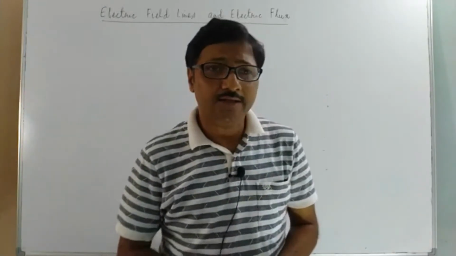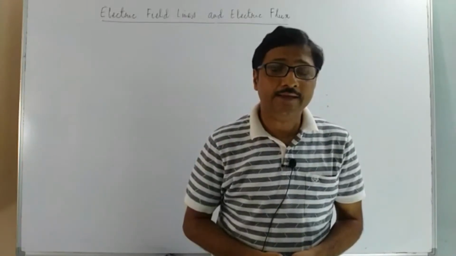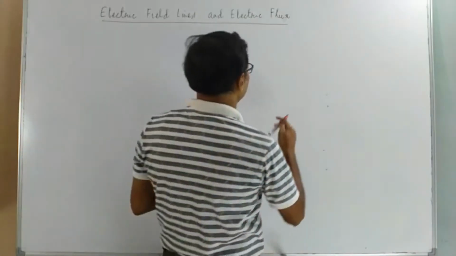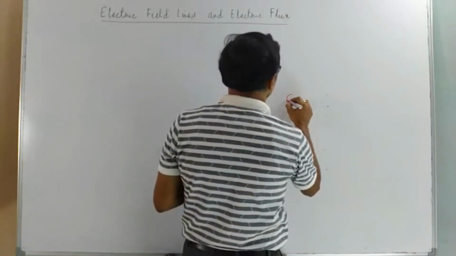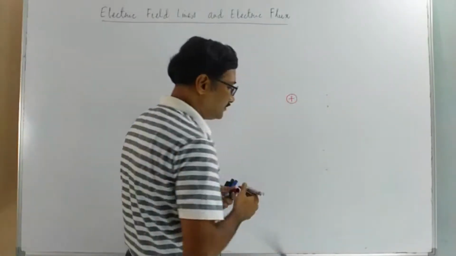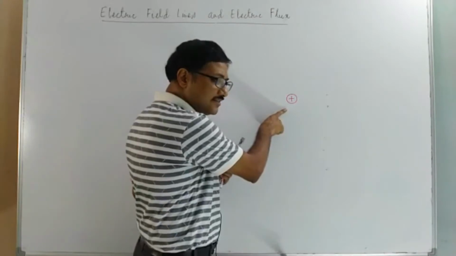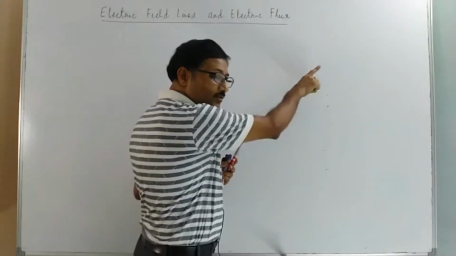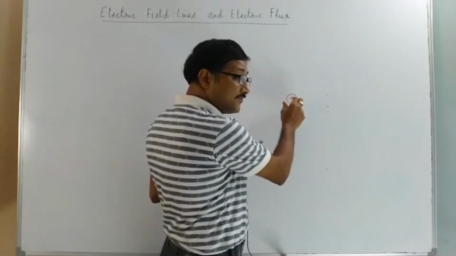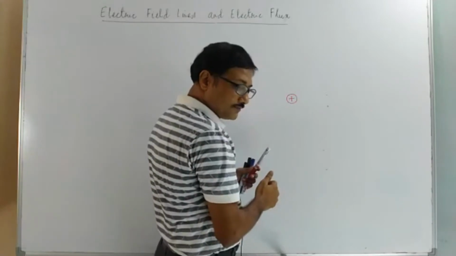After today's lecture, you will be able to explain electric field lines and electric flux. Let us first consider a small positive charge placed in an electric field. Now this positive charge experiences a force in a particular direction. If this charge is set free, it will move in that direction.